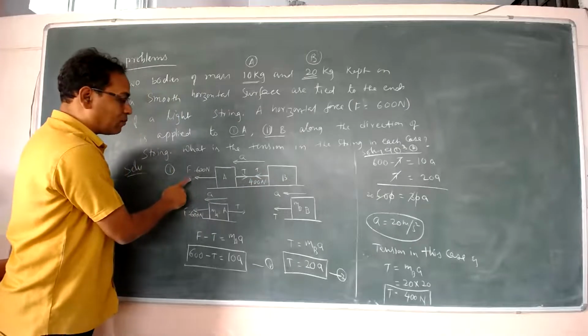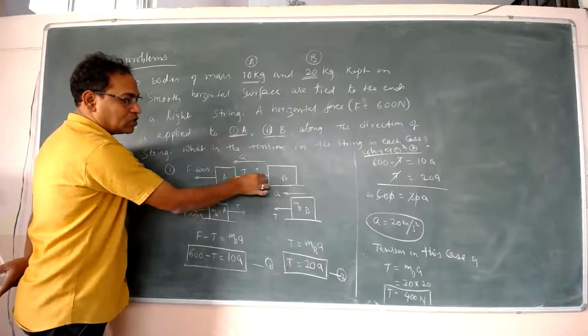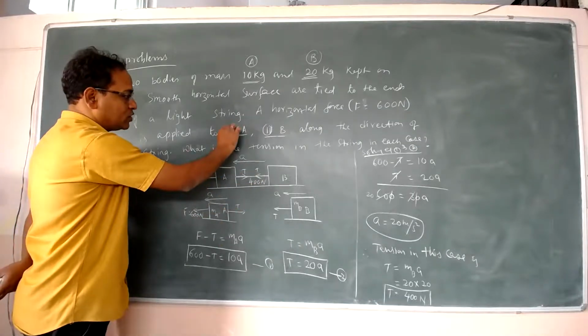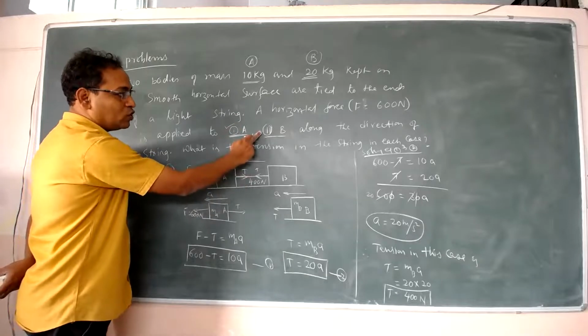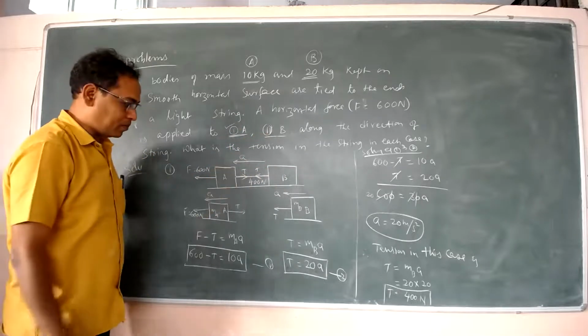When a force is applied across A, then the tension in the string is given by 400 Newton. So this was for the first case. Now let us see if the force is applied on B. Now what is the tension? Let us see again.